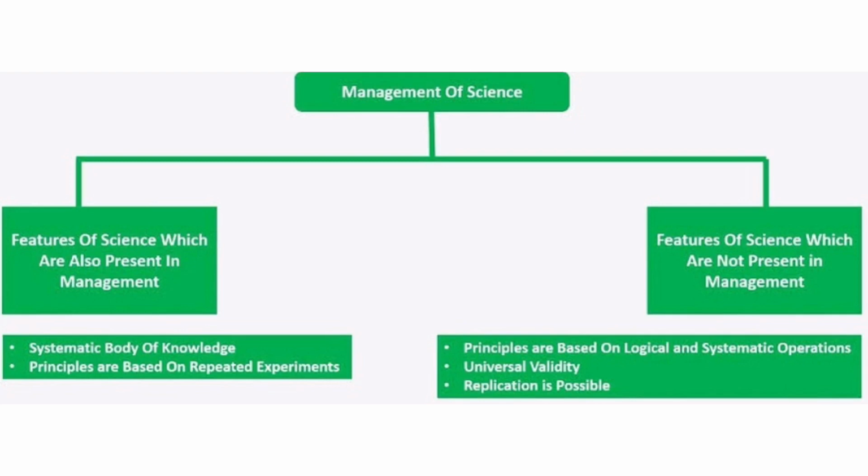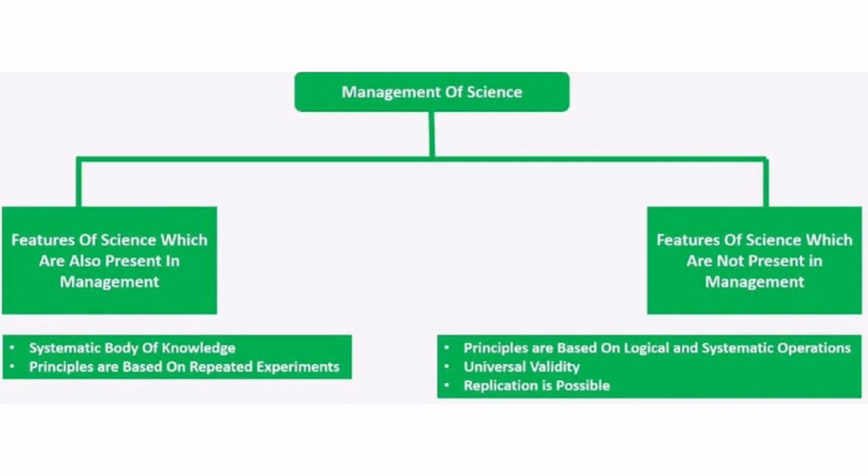The features which are not present are universal validity. This is definitely not valid because universal application of all the management things is not possible because one management differs from the other. If we say that strictness works in school, that doesn't mean that strictness works in offices too. It's not practically possible. And in the same way, even the features of principles based on logical and systematic operations, and principle of replication, are not present in management. Hence, management is a partial science, not a complete science.